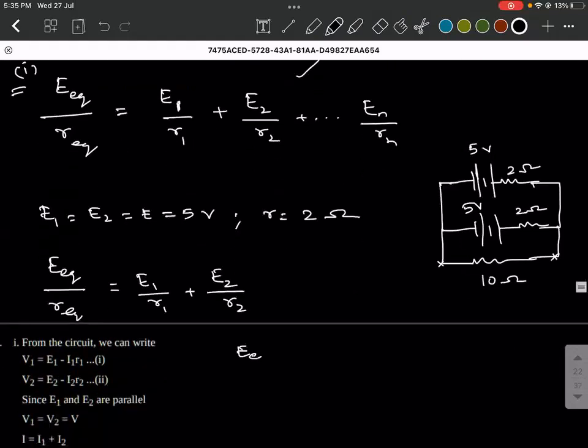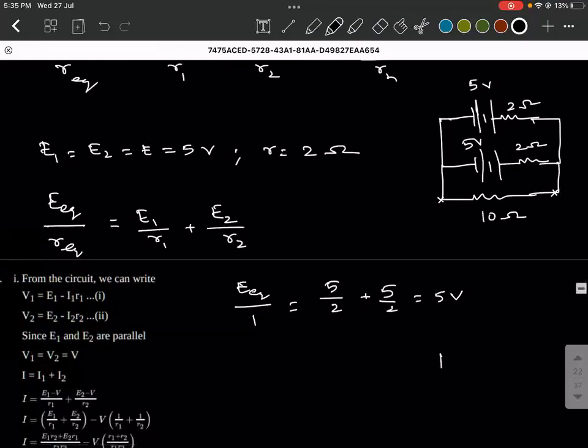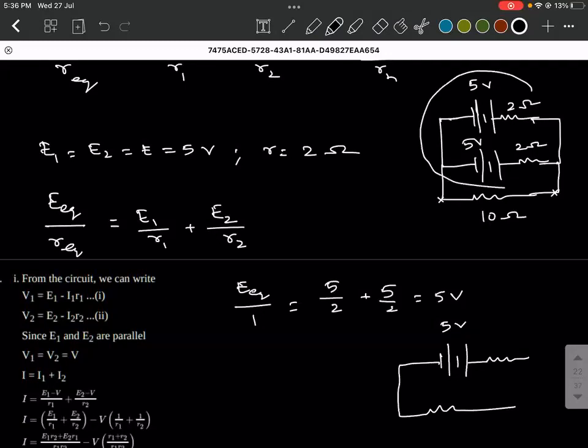So E equivalent divided by R equivalent, where 2 and 2 connected in parallel is 1 ohm, will be equal to 5 by 2 plus 5 by 2, which is going to be 5 volt. It means the whole circuit will get converted like this: 5 volt. And what is going to be the equivalent internal resistance? That is 1. So 1 means this is 10. Now you tell me, is it 10 by 11?